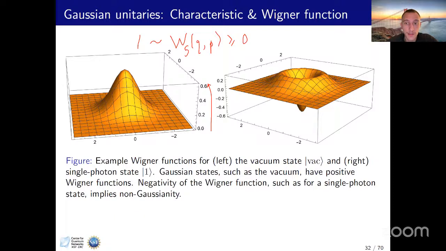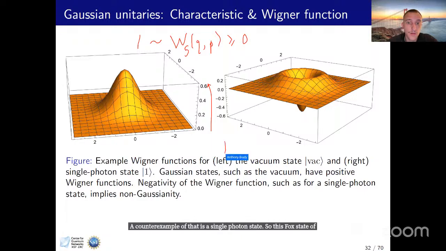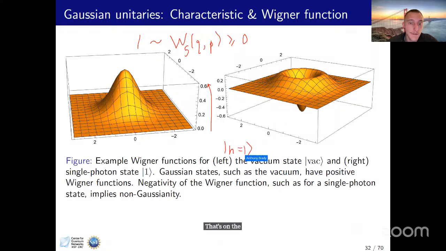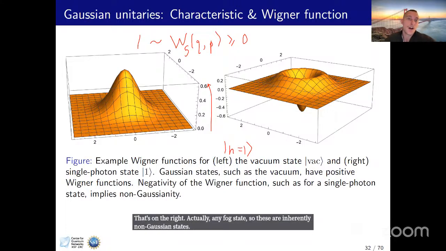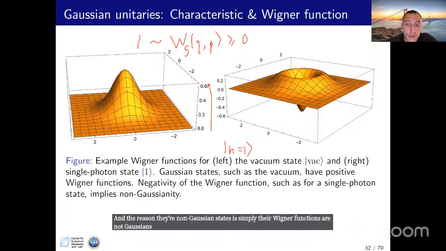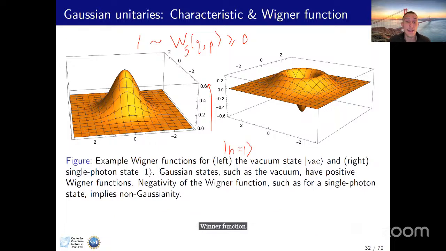A counter example of that is a single photon state, the Fock state of n equals 1. That's on the right. Actually, any Fock state. These are inherently non-Gaussian states. The reason they're non-Gaussian states is simply that their Wigner functions are not Gaussians, and their Wigner functions can take on negative values. This implies non-Gaussianity. I mean, this is kind of like one definition of non-Gaussianity: the Wigner function takes on negative values.